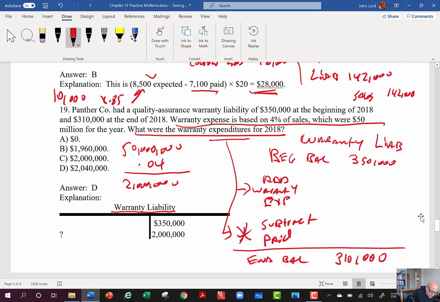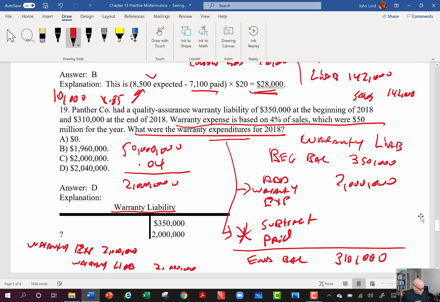So they must have debited warranty expense. I'm going to put this in general journal form down here, 2 million. They would have credited the warranty liability based on sales for the year for 2 million. Okay, well, that's the add. It's a liability. To increase the liability, you credit it. So that's 2 million.